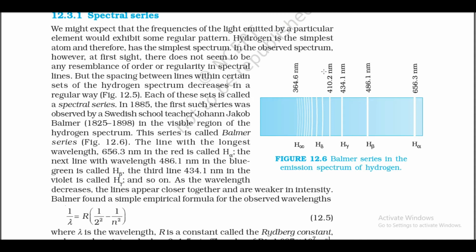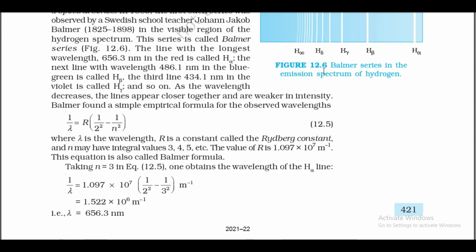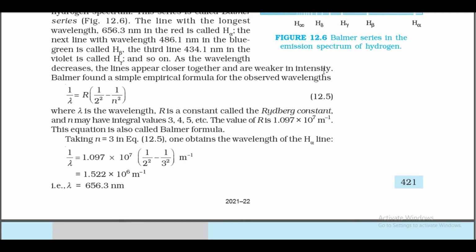Balmer found a simple empirical formula for the observed wavelengths. 1 by lambda is equal to R into 1 by 2 squared minus 1 by n squared, where lambda is the wavelength, R is a constant called the Rydberg constant, and n may have integral values 3, 4, 5, etc. The value of R is 1.097 into 10 to the power 7 meter to the power of minus 1. This equation is also called Balmer formula.